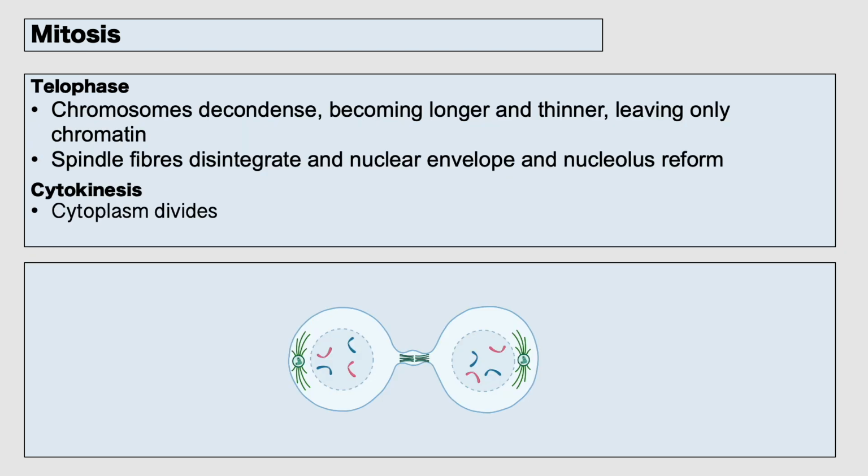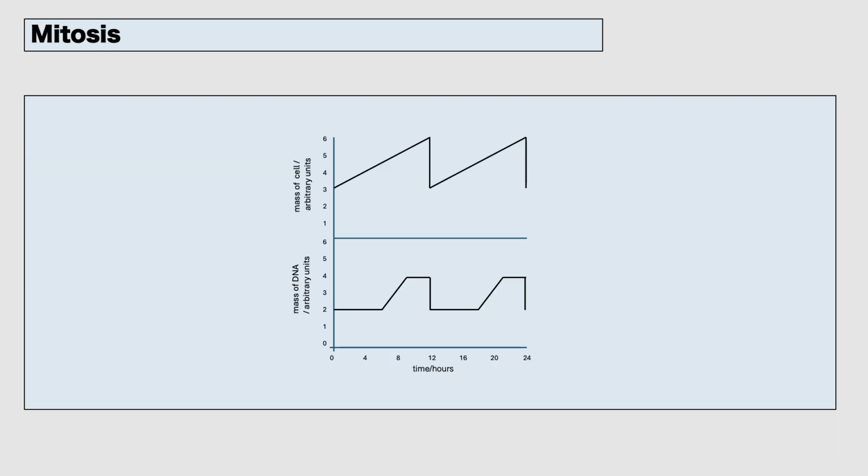In telophase, the chromosomes decondense, becoming longer and thinner, leaving only chromatin. The spindle fibres disintegrate and the nuclear envelope and nucleolus reform. And finally, in cytokinesis, the cytoplasm divides. Here is the graph of how the mass of one cell and its DNA changes over the cell cycle. See if you can figure out at how many hours each stage takes place.